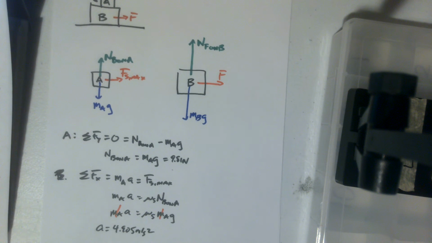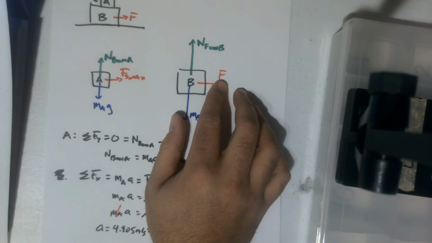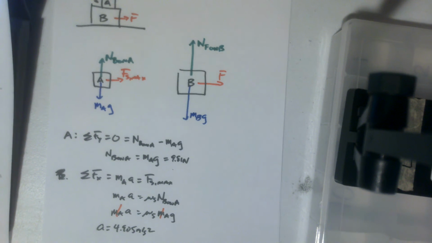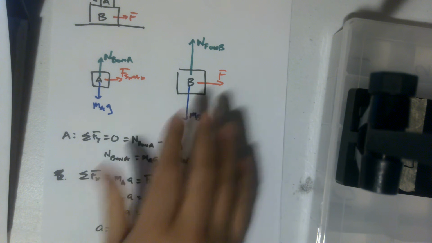Now that's important, because that's really how fast we can allow it to accelerate. That's the highest rate of acceleration you can have. Anything beyond this, it's going to slip. So that's ultimately going to determine what we're allowed to do here. Now we have to be careful here, because we want to find out what kind of force we need to apply to B.